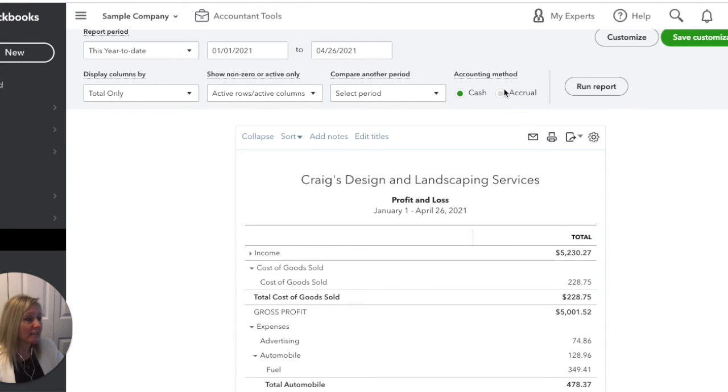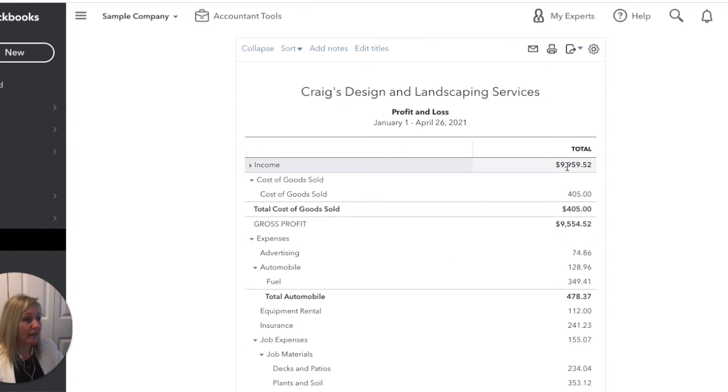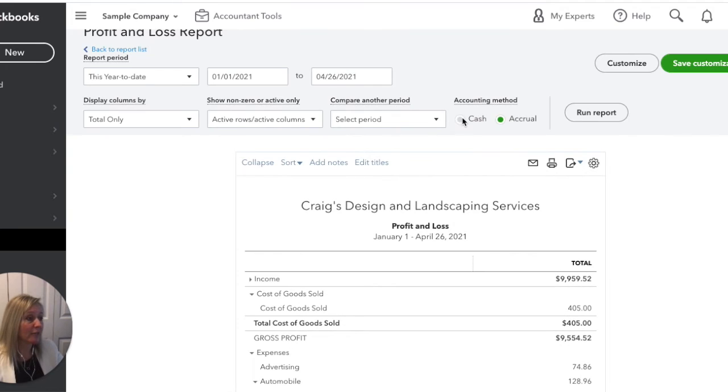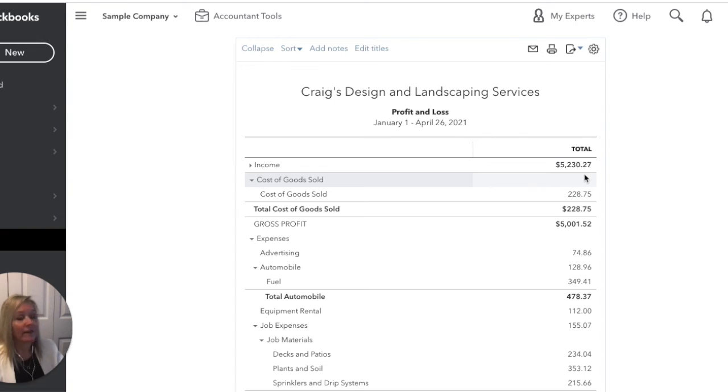So it changes significantly. If we go back here to accrual basis, we see that we made almost 10 grand in sales, but if we go to cash basis, we're seeing that we only made $5,230. So you can see how, depending on the way you want to do your reporting for management purposes, it's important to kind of know the difference between the two and which one is best for your business. I also just want to point out that if you are doing this on a cash basis now, so we see $5,230 and 27 cents of income.